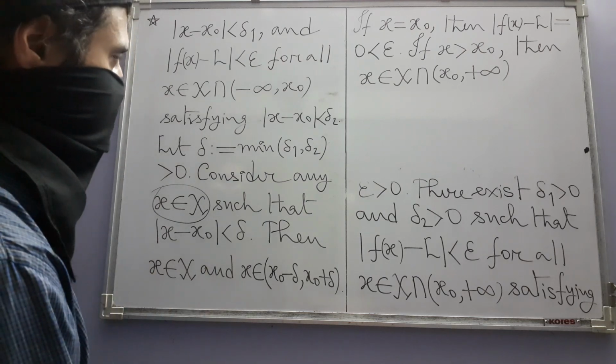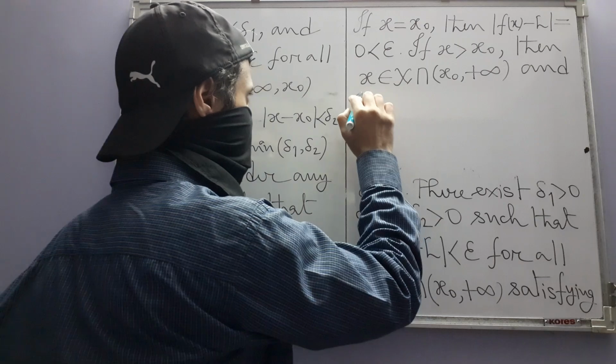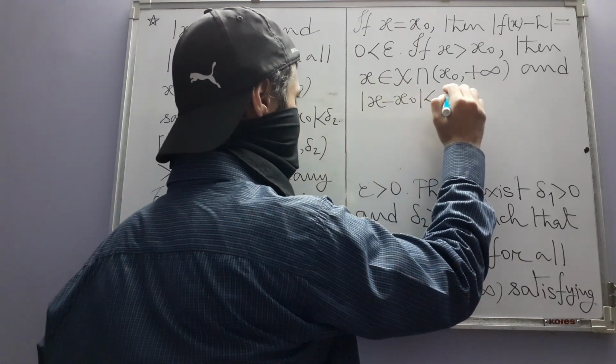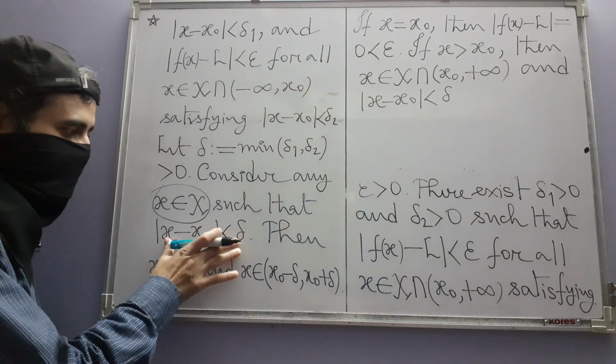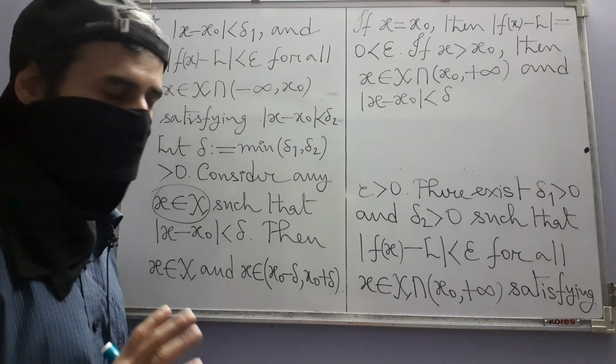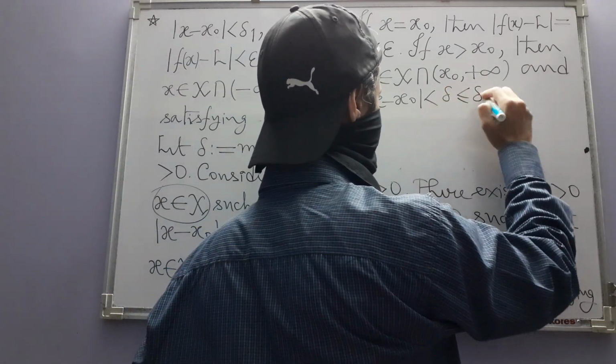And additionally, the distance between x and x naught is less than delta, fine, but because delta is the minimum of these two things, okay, so delta has to be less than or equal to delta 1.